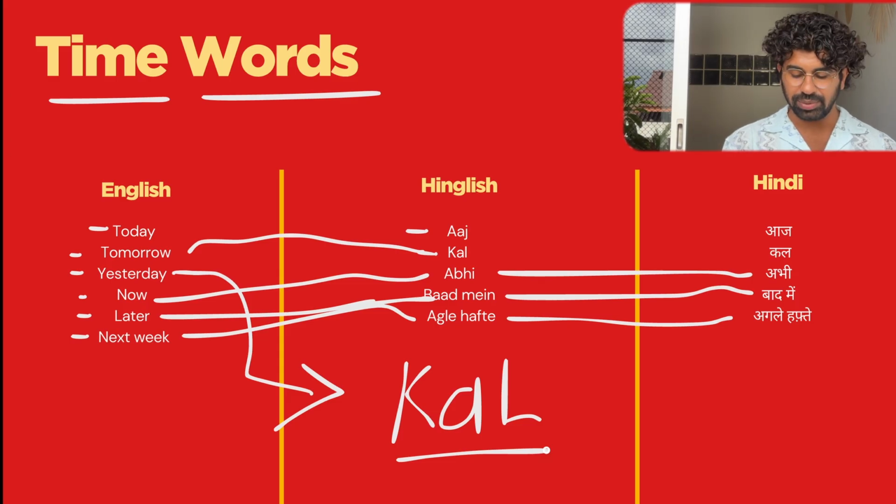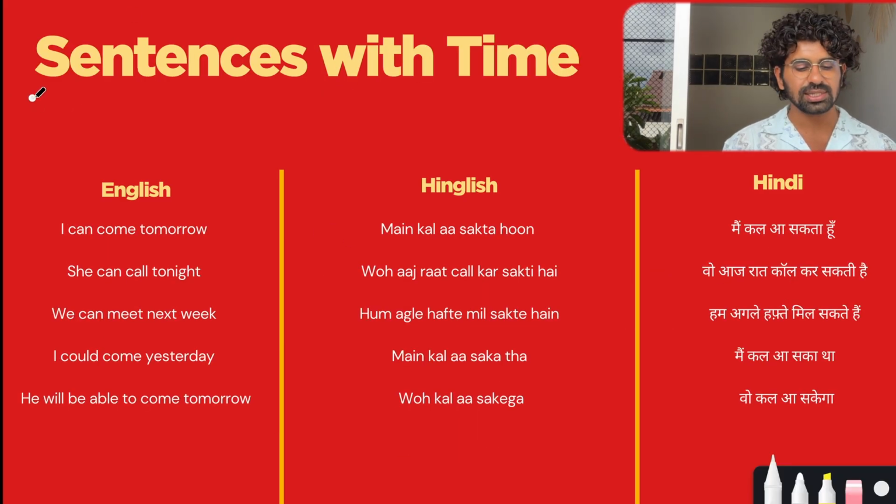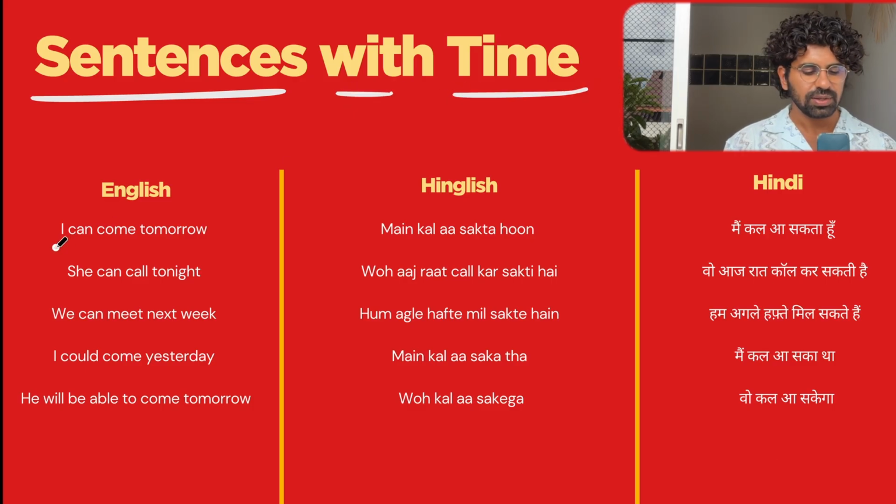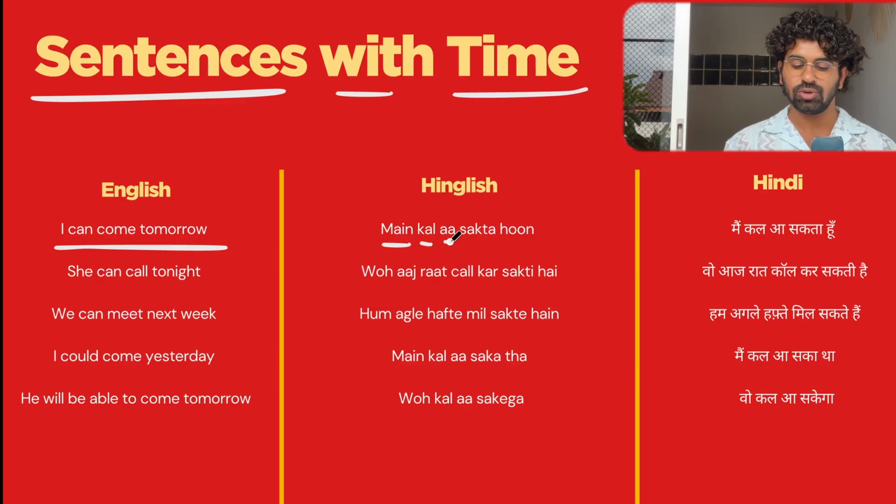So let's go and make some sentences now, okay? So sentences with time, right? As you can see here, sentences with time. The first thing we have is I can come tomorrow, right? I can come tomorrow. And that is, first of all, I, which is मैं, कल is tomorrow, आ सकता हूँ. मैं कल आ सकता हूँ. I can come tomorrow. Okay.